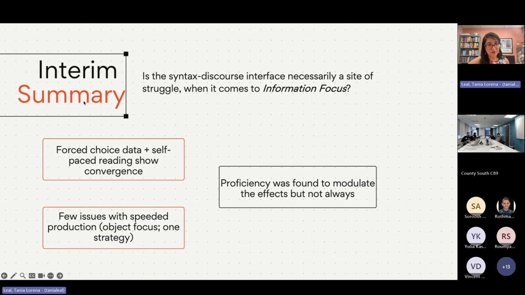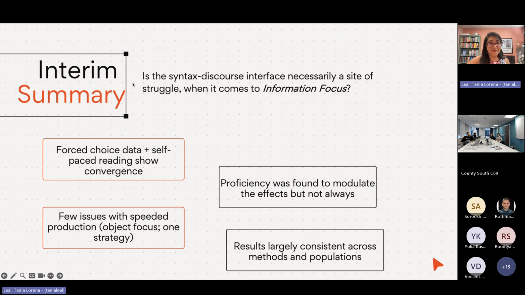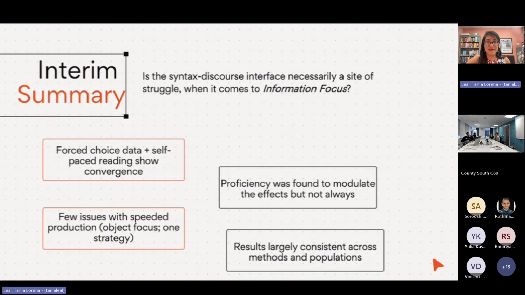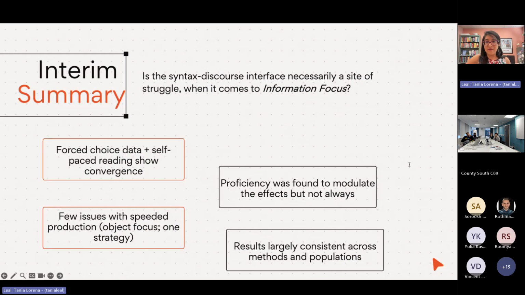Well, the data really show convergence. Proficiency was found to modulate the effect, but not always. With the self-paced reading, proficiency didn't turn out to be significant. So they did it from the get-go and they did it well. But we do have few studies with production, and the results are consistent across methods and populations. And they have been remarkably consistent across these differences.